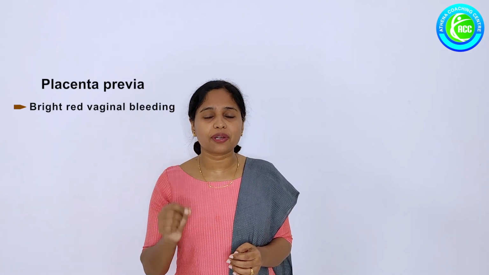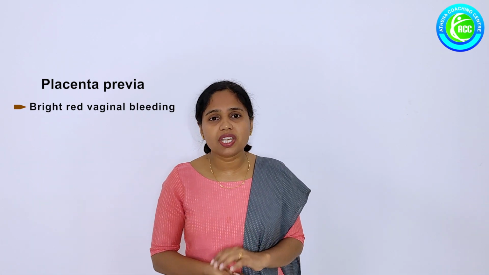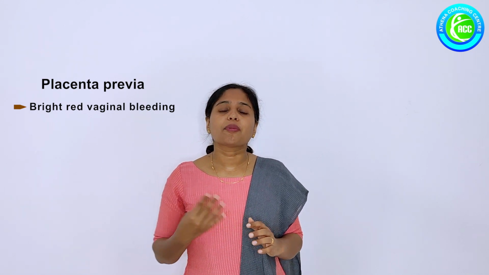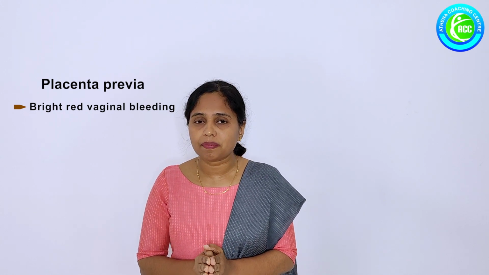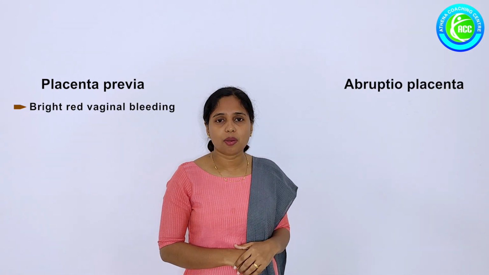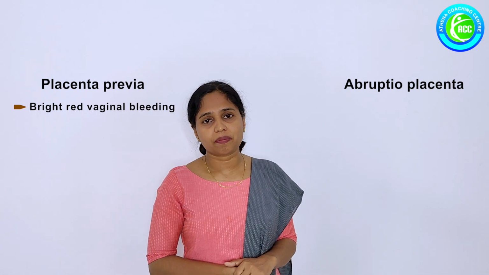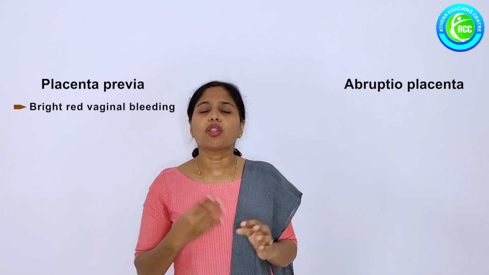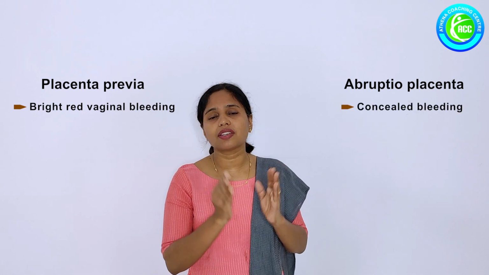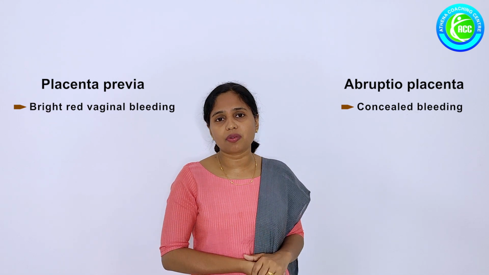Now look at the signs. Placenta previa produces bright red vaginal bleeding. When the mother mobilizes or performs any kind of activity, it produces bleeding, so the mother can easily identify bright red bleeding. Whereas in abruptio placenta, when the placenta starts to separate from the uterine cavity, it always causes bleeding, and the blood forms a hematoma. It is considered concealed bleeding, where the blood does not easily come out.